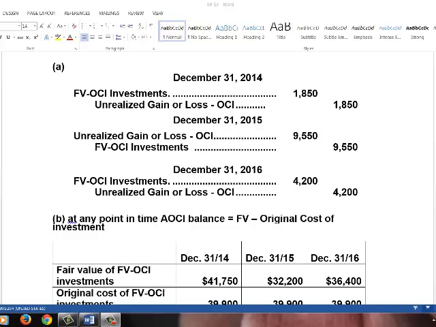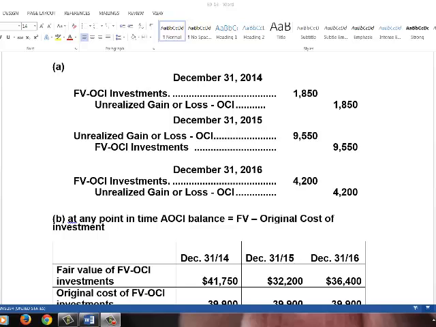Hi folks, in this question we have a fair value through OCI investment that one company has in the shares of one other company. So what we have to do here is make some journal entries to adjust the investment in the portfolio to fair value, and we're also going to do some statement presentations. So let's begin.